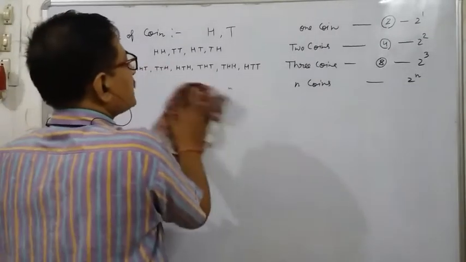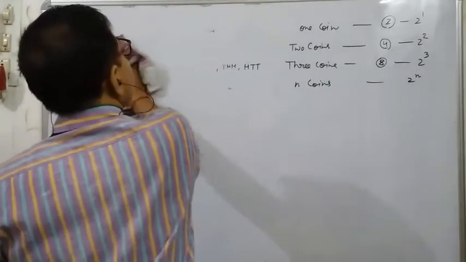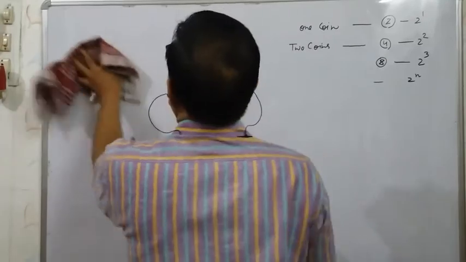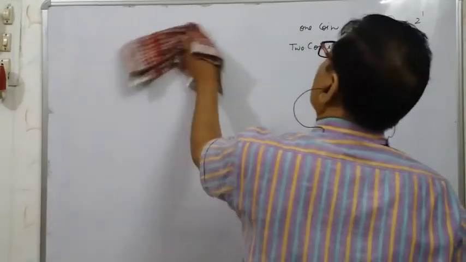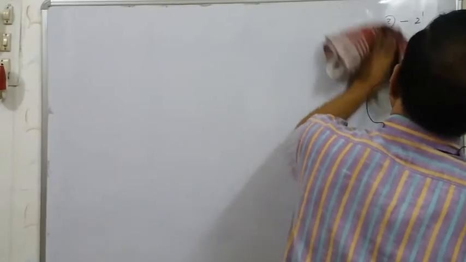Now see, students, in the case of the die, die is the singular form and dice is the plural form. Dice is the plural form and die is the singular form.